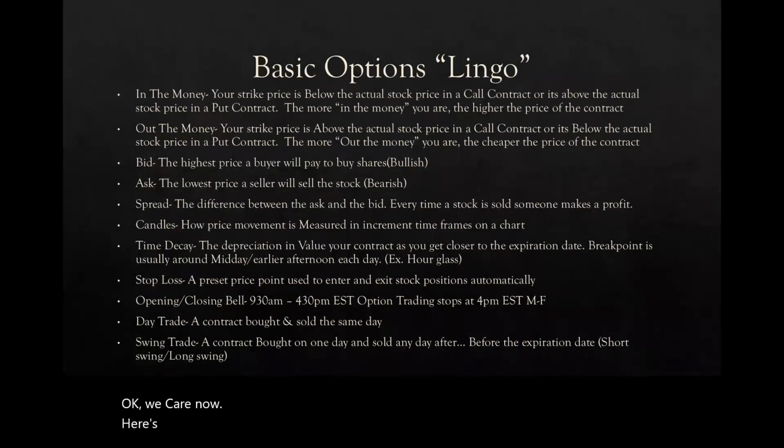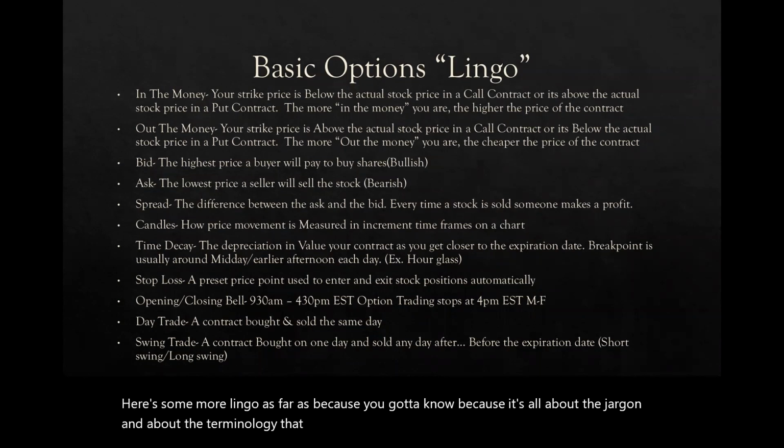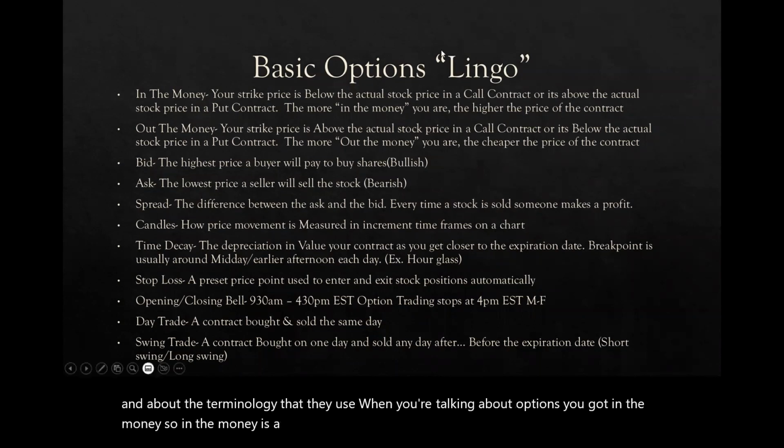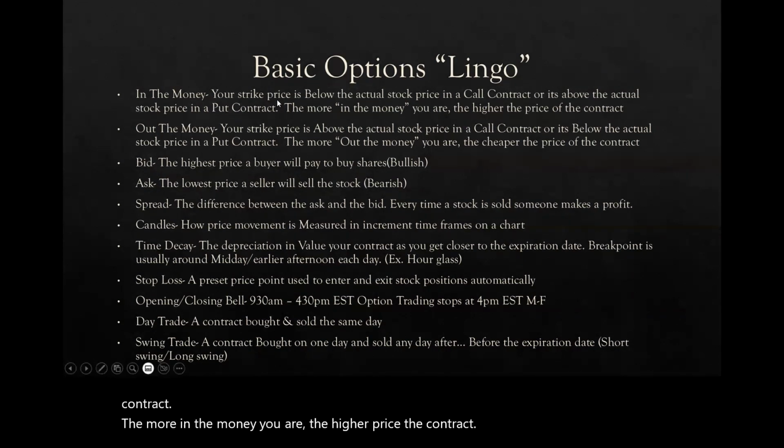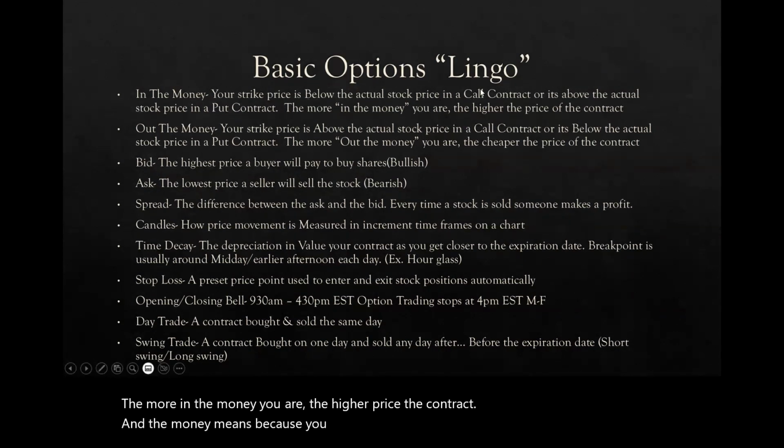Here's some more lingo, because it's all about the jargon and the terminology they use when you're talking about options. You've got in the money. In the money is a strike price that's below the actual stock price in a call contract, or above the actual stock price in a put contract. The more in the money you are, the higher the price of the contract. If you're in a call contract, you're thinking that the stock price is going up, right?